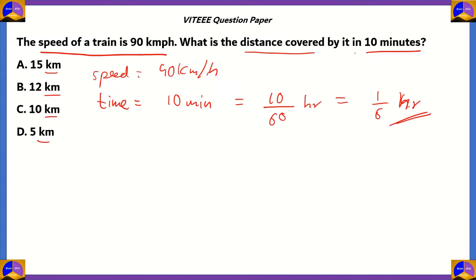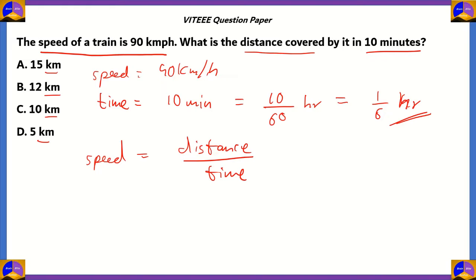So you need to find the distance covered by a train if it travels for 1 by 6th of an hour at a speed of 90 kilometers per hour. Now, speed is usually calculated as distance divided by time. So this is the standard formula for speed.